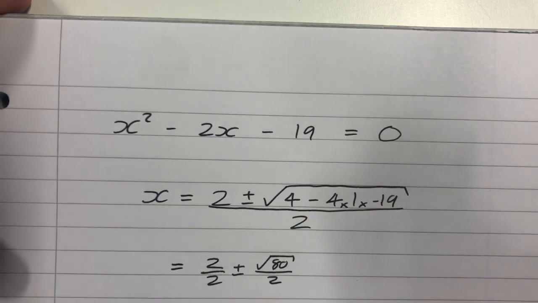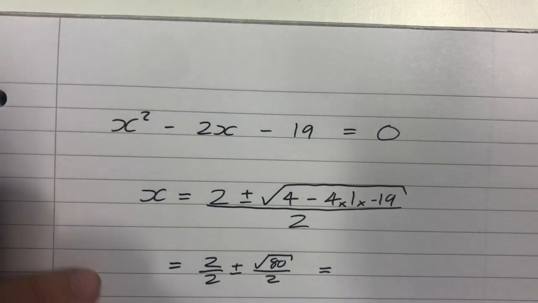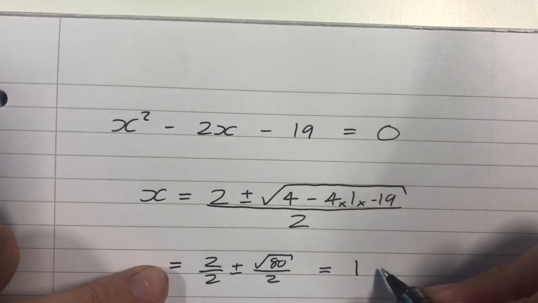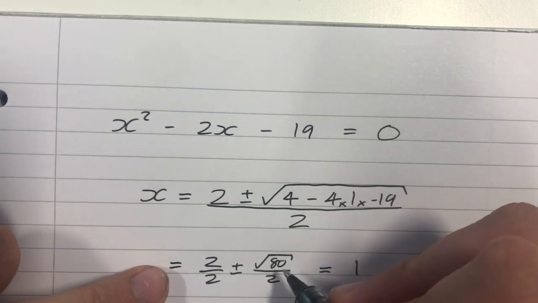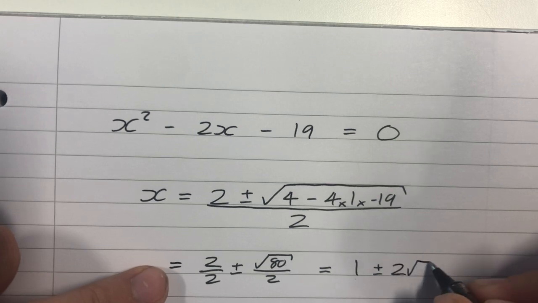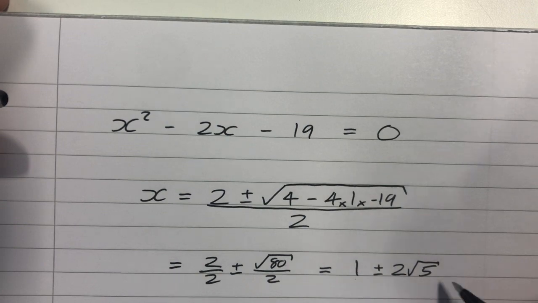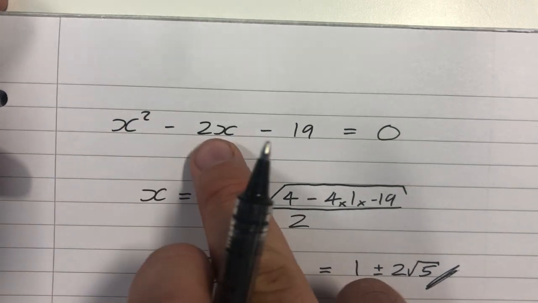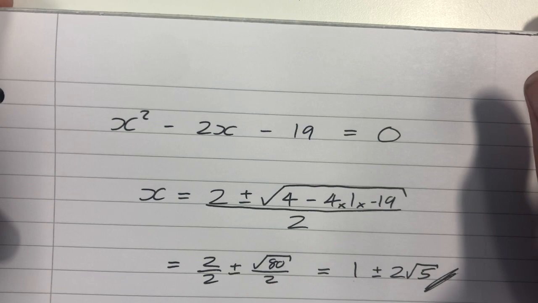over 2. And using the simplifying surds, which I just did a video on, we end up with this being equal to root 16 times root 5. But root 16 is 4. 4 divided by 2 is 2. So I get 1 plus or minus 2 root 5. And those are my two solutions. So 1 plus 2 root 5 and 1 minus 2 root 5. We can run that through this quadratic equation to confirm that it does indeed equal 0.